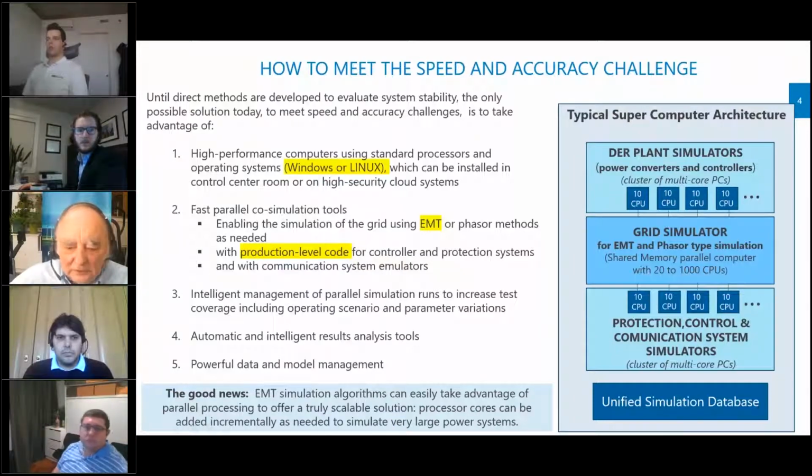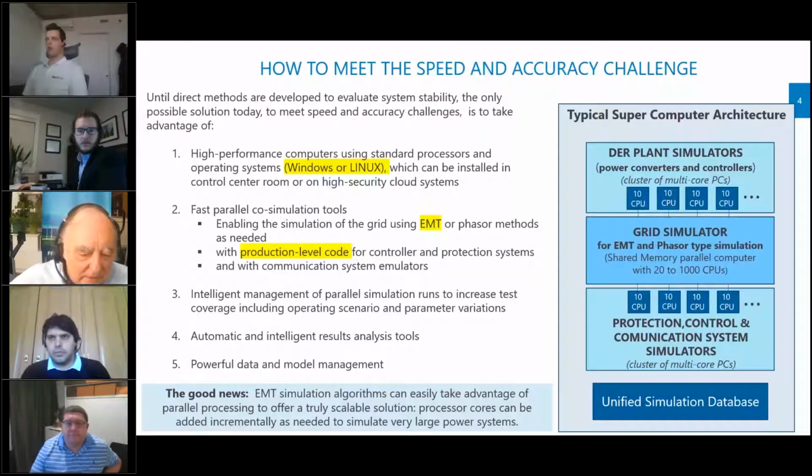The good news is that when we go to EMT simulation, it's like in real life. We have the speed of light that creates delays in transmission lines. So we are able to simulate each part of the network subsystem in individual processors. Each station and each plant can be simulated in a single processor core, and they are all interconnected together by transmission lines. This physical characteristic enables us to scale the capability of the simulator according to what we want to simulate.